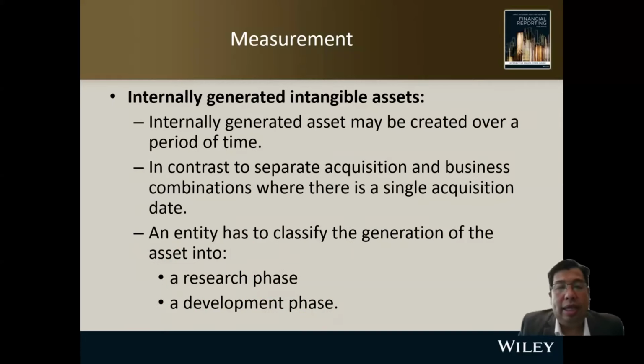Number 3 is internally generated intangible assets, whereby this internally generated asset may be created over a period of time. In contrast to separate acquisition and business combination, where there is a single acquisition date, when you buy the software or you buy another company, you have a date that you refer to as the acquisition date, the contract date or the invoice date, that will be your basis.